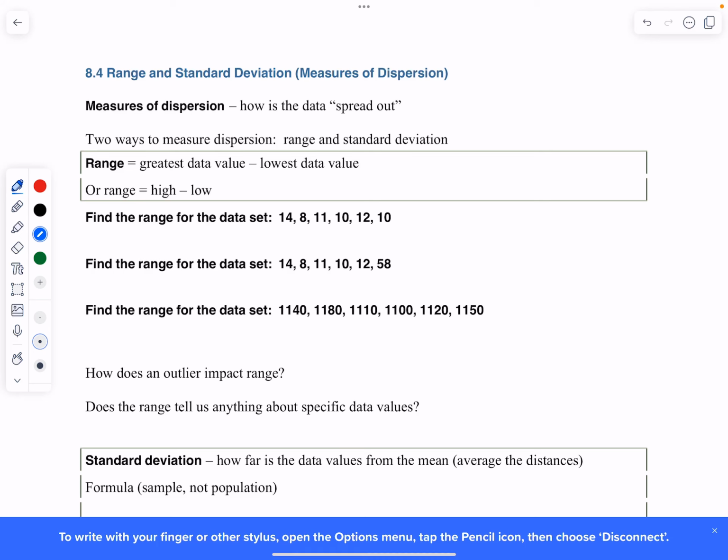We're looking for range and standard deviation in this section, which is 8.4. This is called measures of dispersion. So we're going to look at how far the data is spread out. That's what's called measures of dispersion. So this is 8.4, part 1.